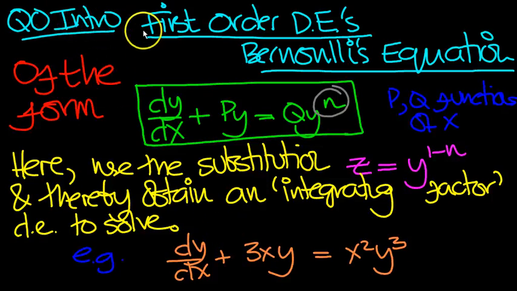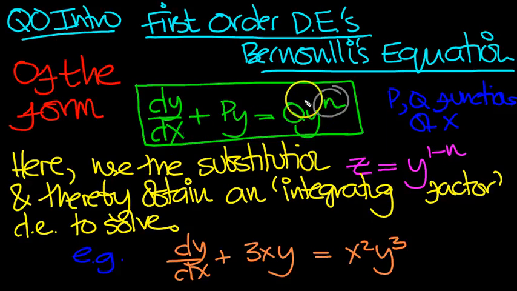Okay then guys, let's have a little look at this intro for the first order differential equations solving by Bernoulli's method or Bernoulli's equation. These are solving equations of this form here, dy/dx plus p times y equals q times y to the power n. P and q here mentioned are both functions of x. So that's what we've got.